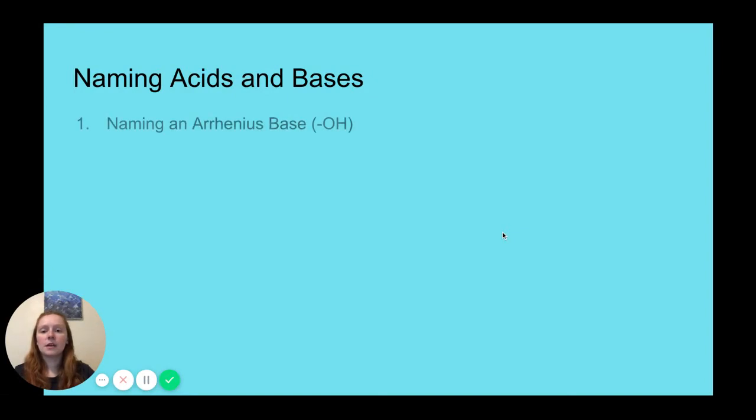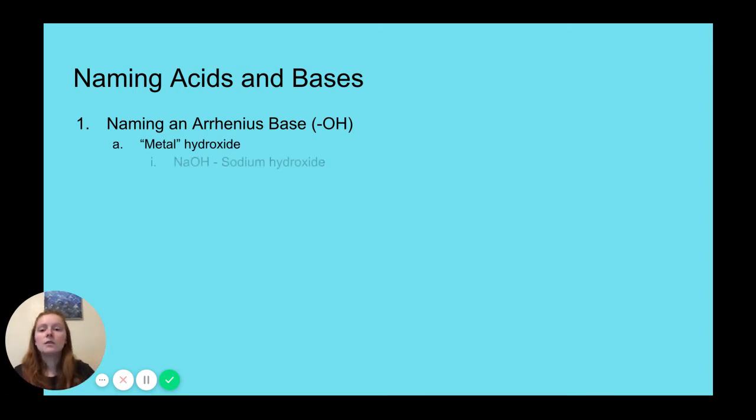But the first thing that we're going to do, we're talking about naming Arrhenius bases. It's super easy. It's always OH and a metal, typically an alkali metal or an alkaline earth metal, which are the first two columns of the periodic table. Things like sodium, lithium, magnesium, potassium, all of those are alkali and alkaline earth metals. So this is how you do it. You name the metal and add the word hydroxide.